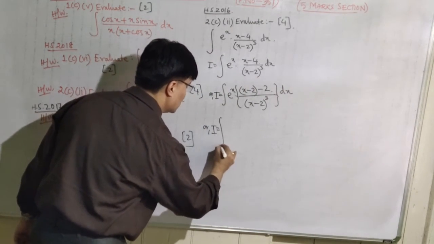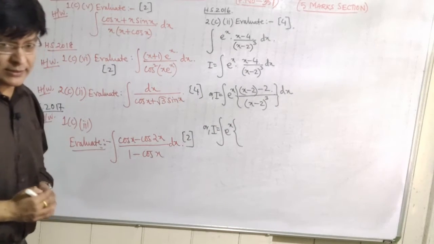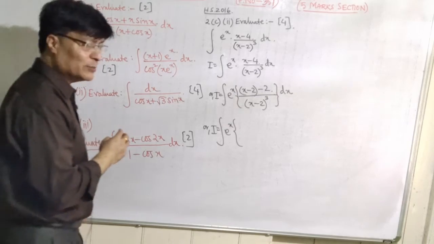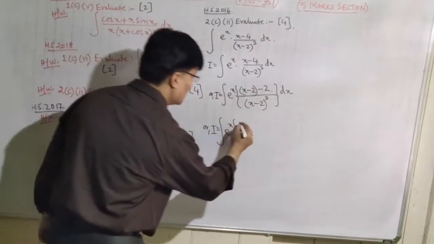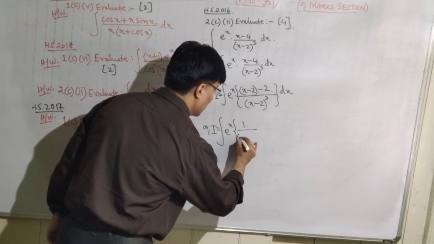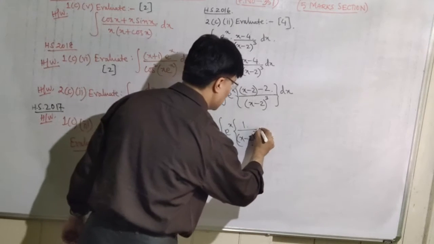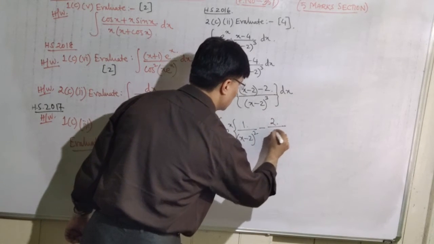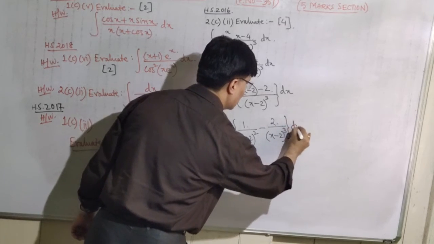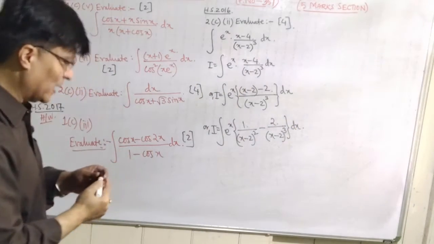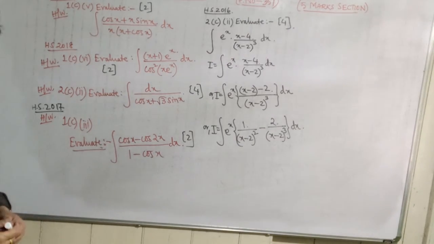I equals the integration of e^x within the second bracket. So now let us separate the terms here. What is (x - 2) / (x - 2)^3? This will be 1 / (x - 2)^2, isn't it? Next, minus 2 / (x - 2)^3. Then the second bracket is closed. Then we write dx. So I think you have understood it.